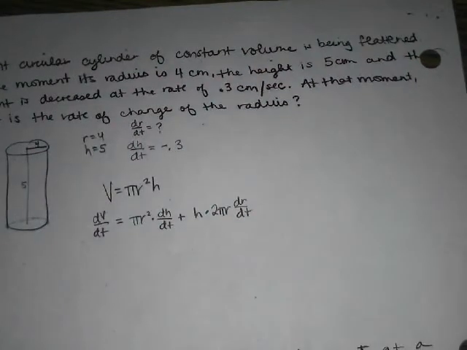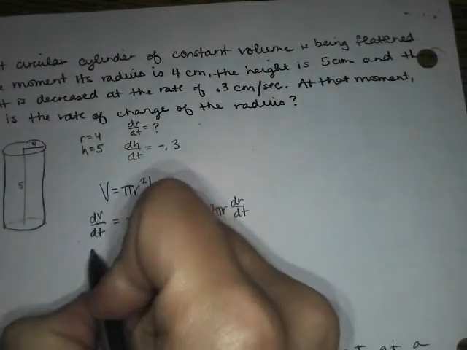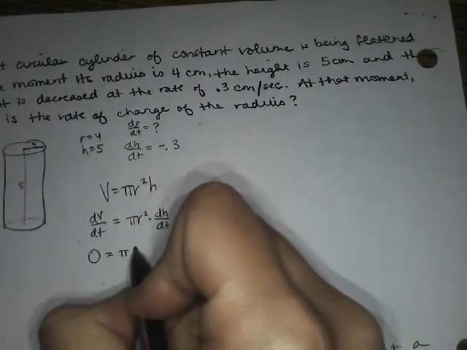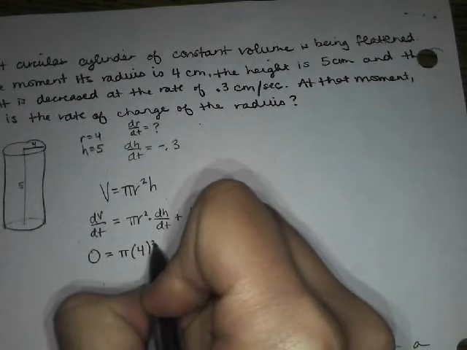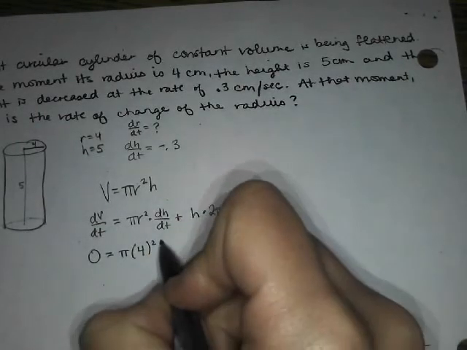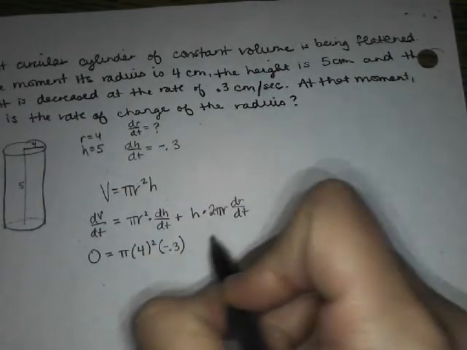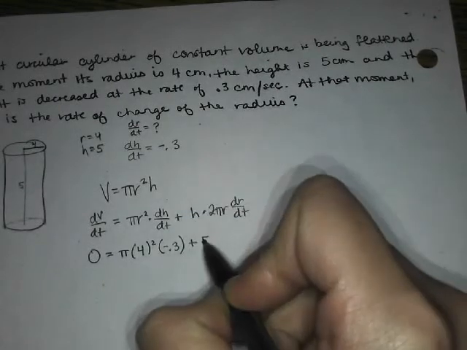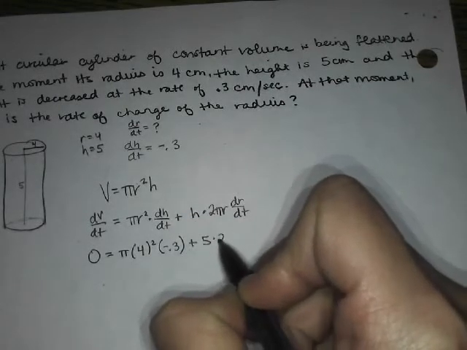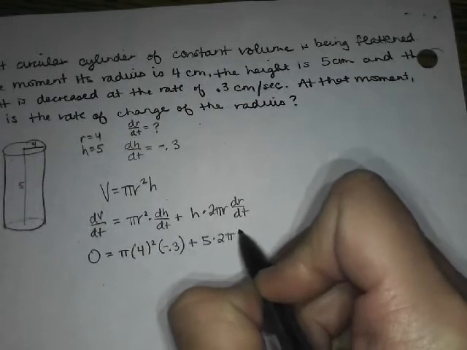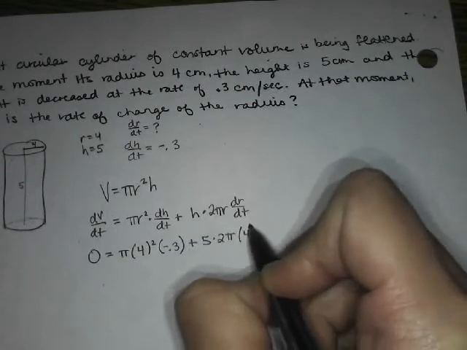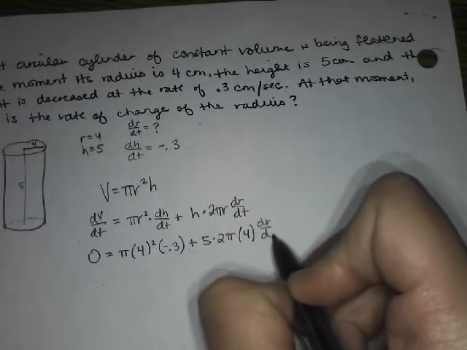So dV dt is 0. R is 4. dH dt is negative 0.3. H is 5. Just a big game of plugging in. Pi, R is 4 again, and dr dt is what we're after. No, I don't like this.